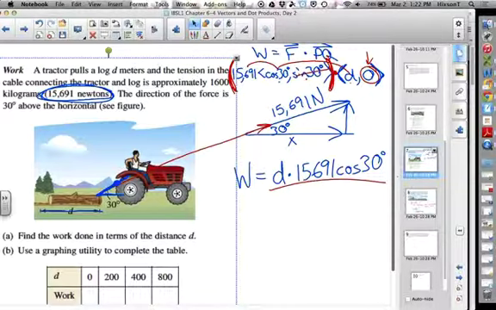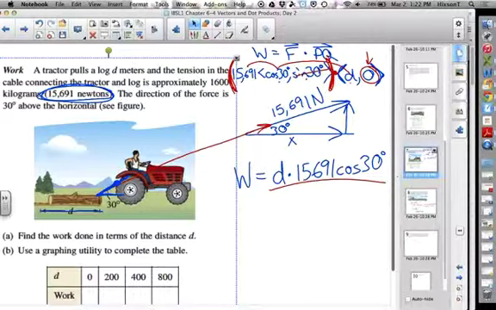Oh, okay, I didn't see this on here. If it wasn't 0, then it'd be plus 15,691 times the sine of 30 times whatever that was, if we lifted it up off the ground as well.